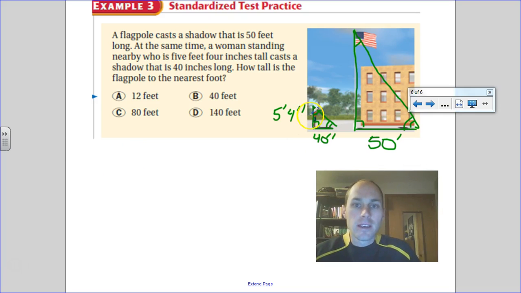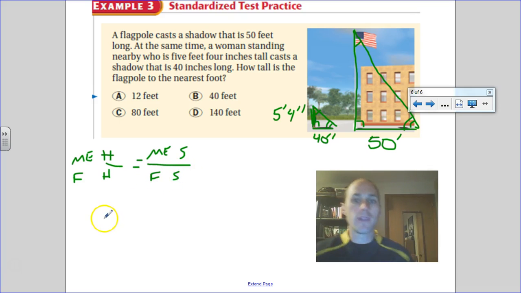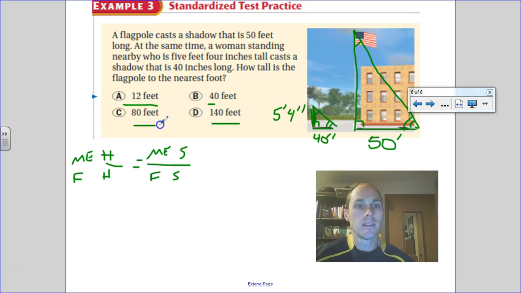So I know that this side, my height, I'll just call that me height, to flag height will be proportional to me shadow over flag shadow. It's just a matter of filling in the blanks. So me height is 5'4". Notice we have different measurements, feet and inches. So let's convert everything. It looks like our answer wants to be in feet, so let's convert everything to feet.